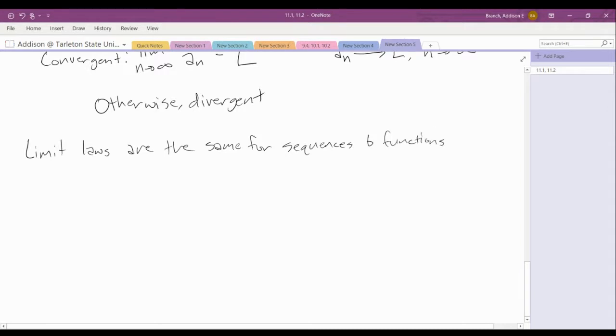So if you go way back to early 2413 when we were talking about our limit laws and how we had everything in terms of f of x and g of x, well, most of those are pretty much the exact same, except instead of f of x, you have a sub n, and instead of g of x, you have b sub n. So everything like constant multipliers, addition and subtraction, multiplication and division, all of that is pretty much the same.